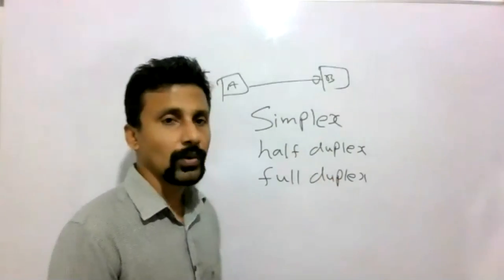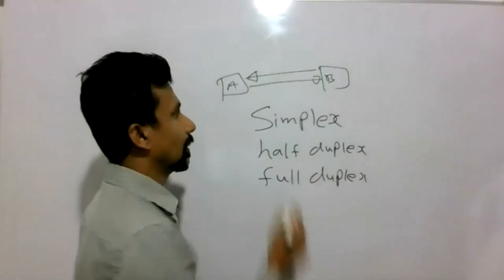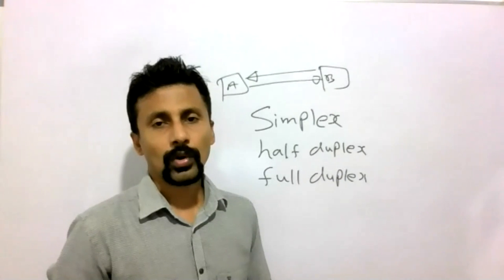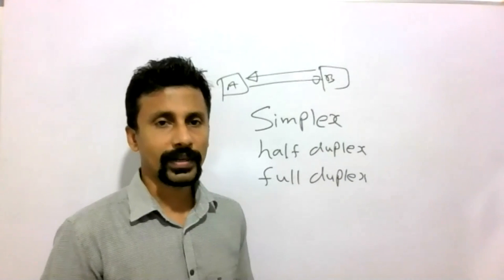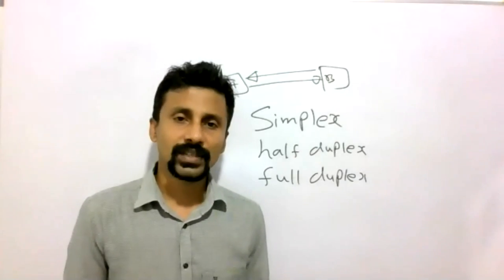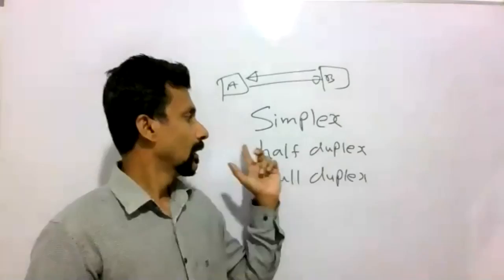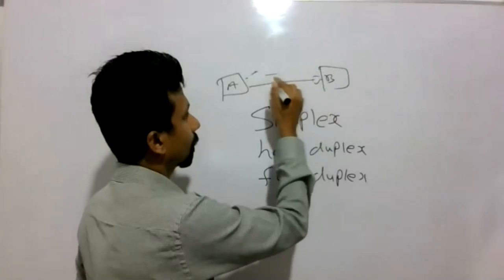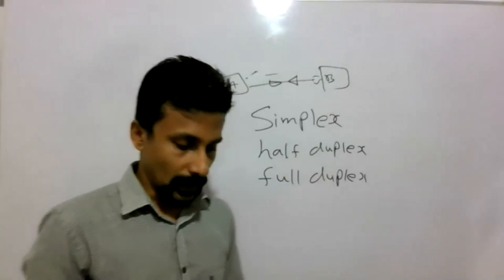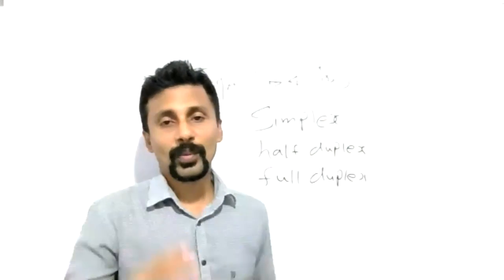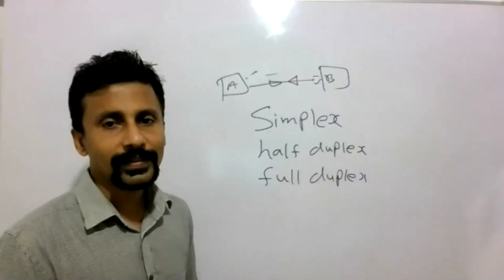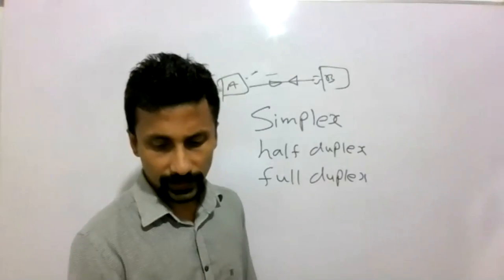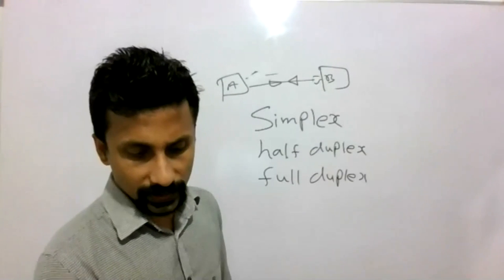Half duplex means you can go both ways, but one at a time. Walkie-talkie is the common example. Sending a fax you can also take under half duplex. Then full duplex means you can go both ways at the same time. A normal discussion, not this one, you can take as full duplex data transmission, right? You should know those things.